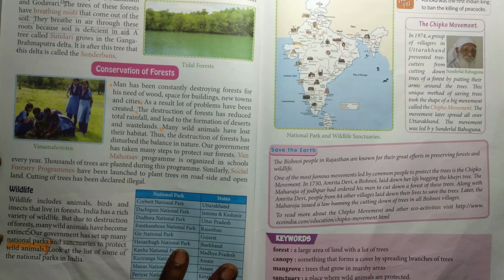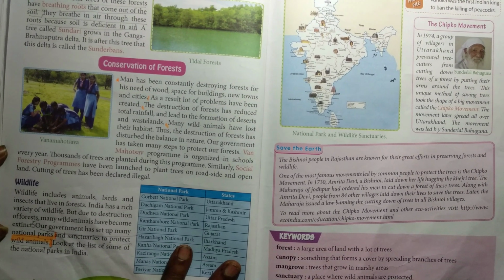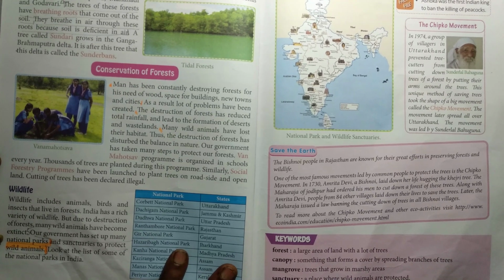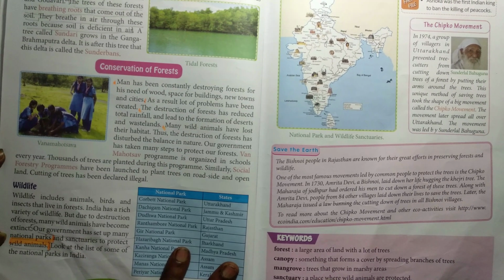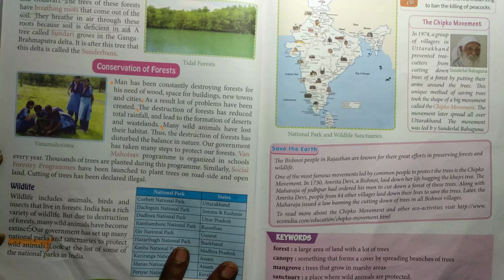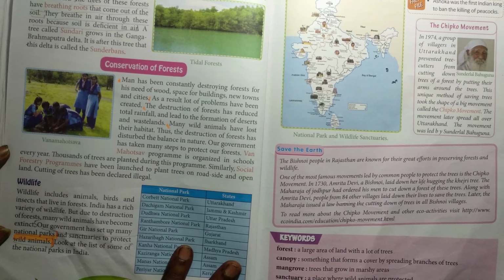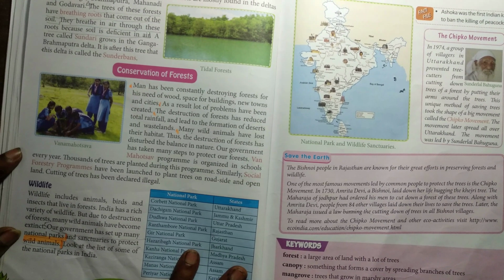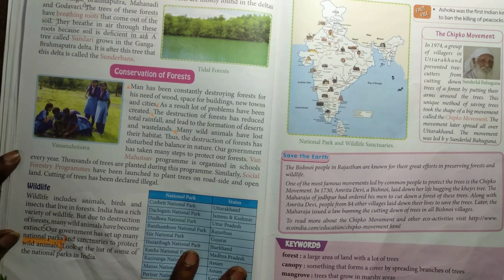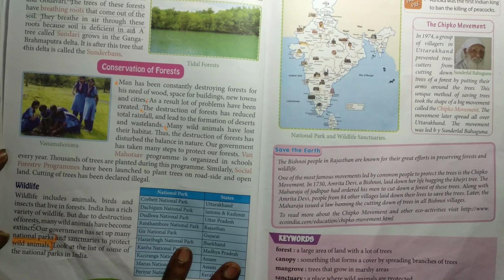Van Mahotsav program is organized in schools every year. 1,000 trees are planted during this program. Similarly, social forestry programs have been launched to plant trees on the roadside and open land. Cutting of trees has been declared illegal.